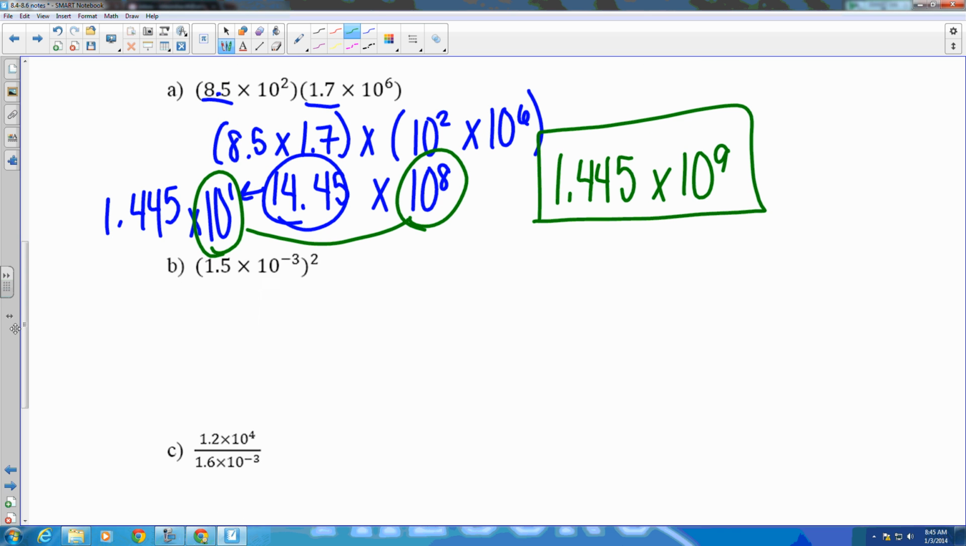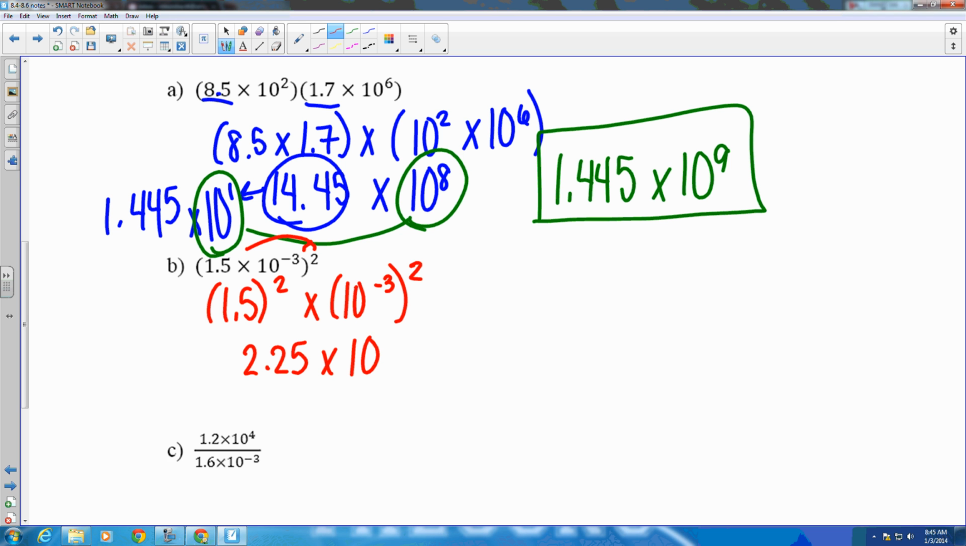Okay, B, we're going to use the exponent rule that we learned to distribute that exponent. So it's 1.5 squared times 10 to the negative 3 squared. 1.5 squared is 2.25, and 10 to the negative 3 squared is 10 to the negative 6. Our C is between 1 and 10, so that's actually done.